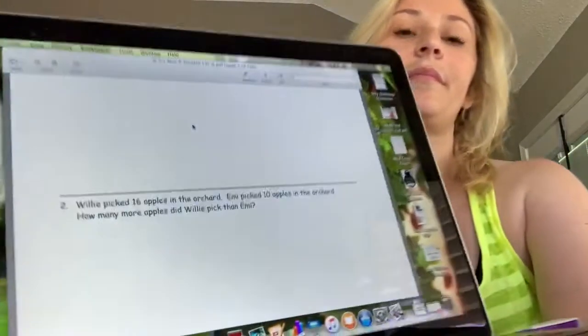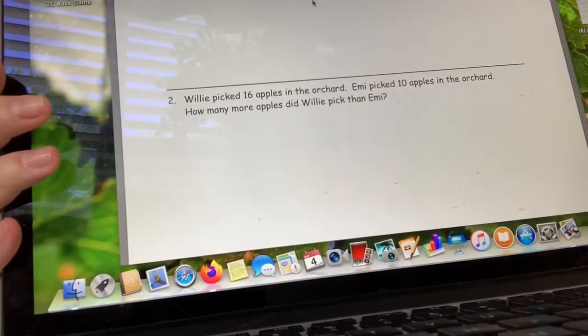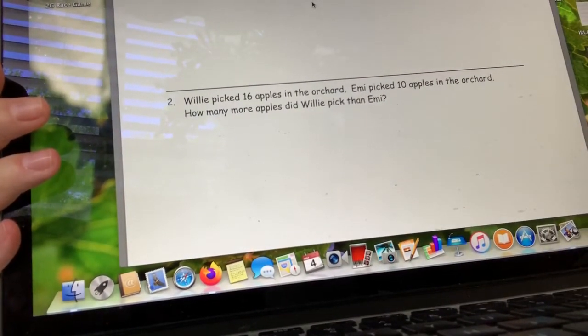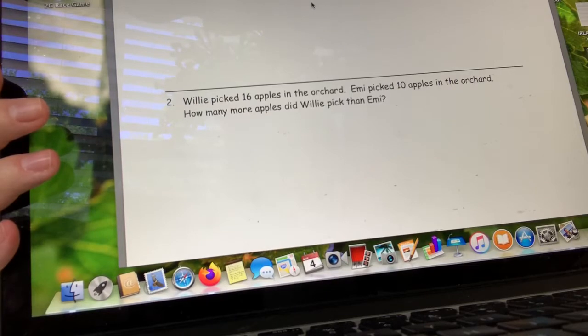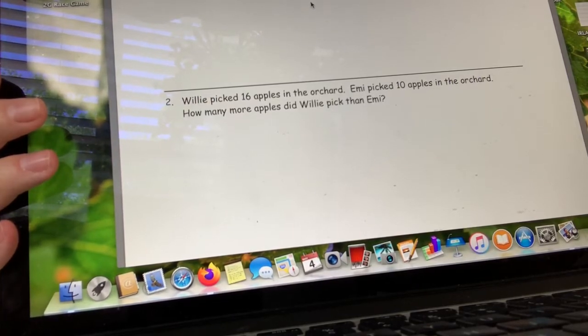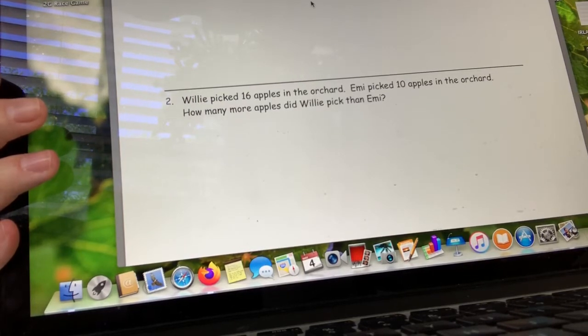Let's do another one together. Let's do the second one together. The second one says, Willie picked 16 apples in the orchard. Emmy picked 10 apples in the orchard. How many more apples did Willie pick than Emmy?